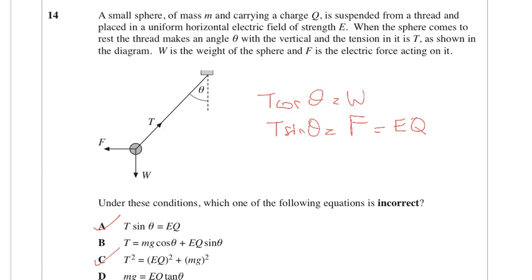We know that mg, the weight force, would be Eq cos theta, so we in fact know that this one is absolutely wrong, so this would be the one that is incorrect. Looking at this one, B, mg cos theta and Eq sine theta are essentially looking at the components of F and W in the T direction, so that one is going to be correct as well, just to double check.